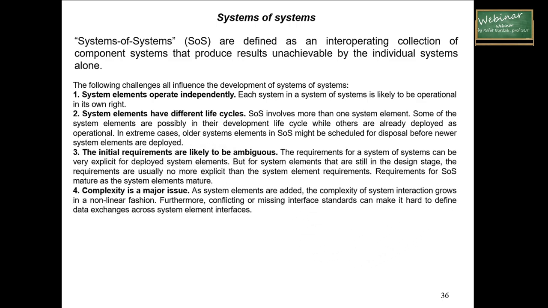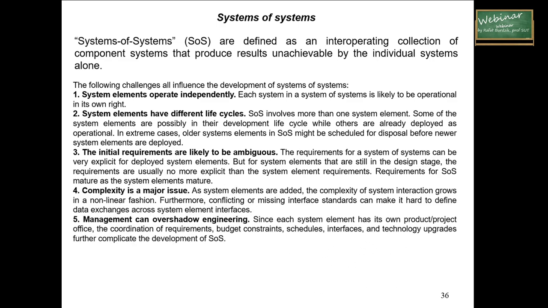The fourth one: complexity is a major issue. As system elements are added, the complexity of system interaction grows in a non-linear fashion. So you shouldn't consider a linear composition of results, because, as you already know, the results are unachievable by the individual system alone. So it is also an issue. Furthermore, conflicts or missing interface standards can make it hard to define data exchange across system element interfaces.